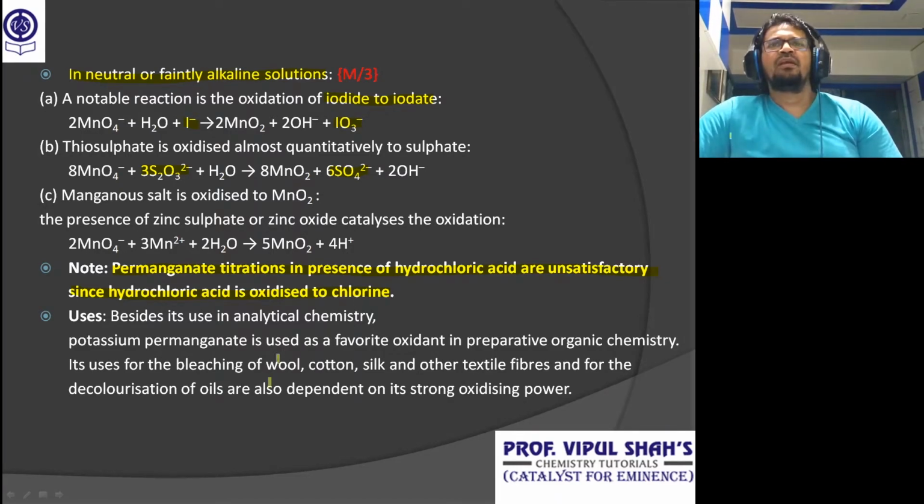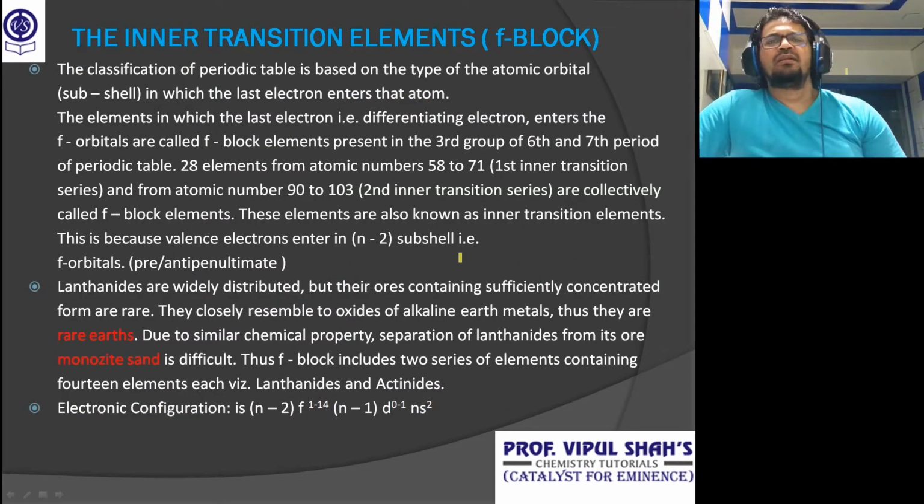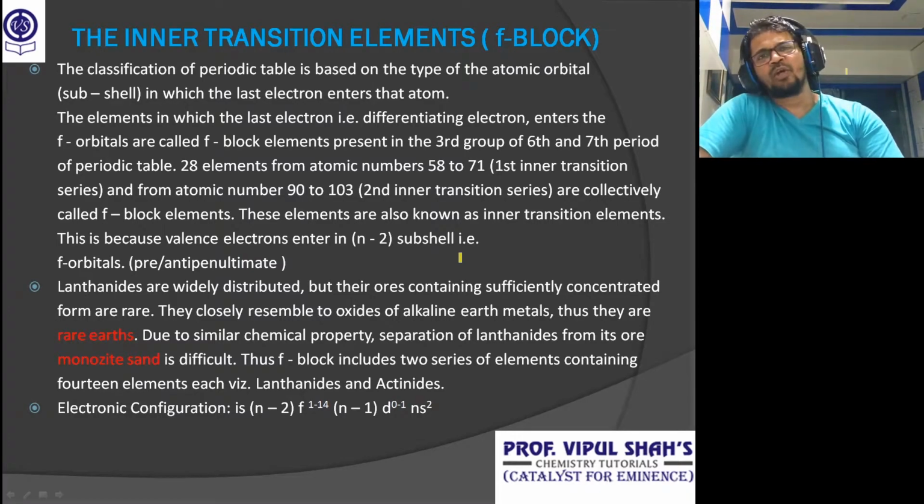Okay, then that's in the qualitative analysis. Second part we have people over here, that is in analytical chemistry. The uses are there. That's in bleaching of wool, cotton, silk and other textile fabrics and all, and in the decolorization of oils. So these are some of the uses of potassium permanganate. Now next we have people the second part of the chapter. First we spoke about the d block, the properties, the periodic trends, and we spoke about 2 compounds, the preparation of potassium dichromate and potassium permanganate and their properties.